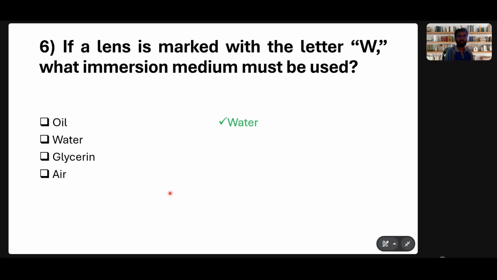You can also use oil immersion, or you could not use any immersion medium at all, in which case there will just be a dash mark in the immersion medium place, which just means that it is no immersion or air immersion. So it just uses the air around us as the immersion medium. But for this question at least, if any lens is marked with W, it means that the water immersion medium must be used.